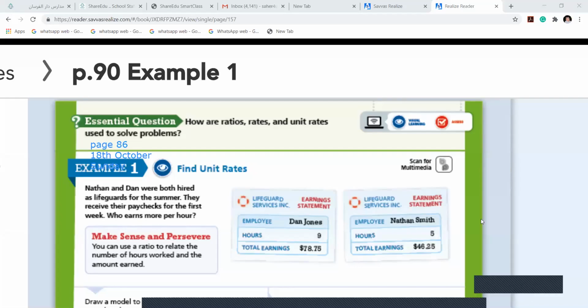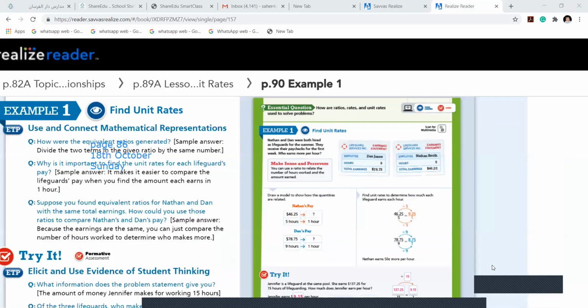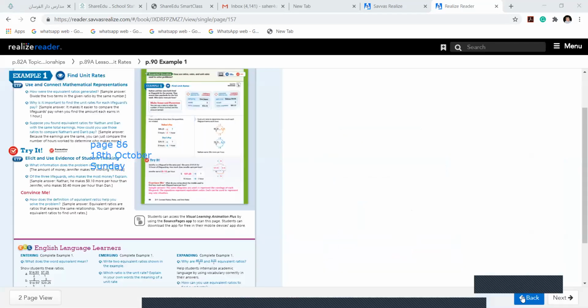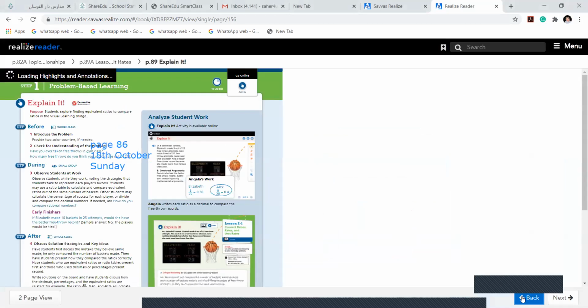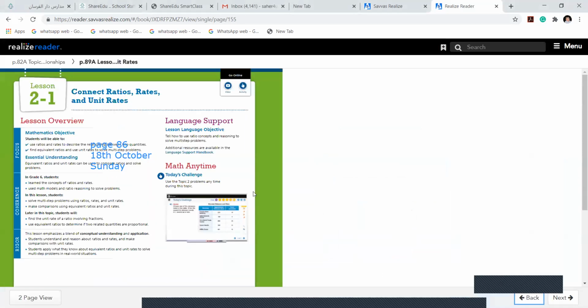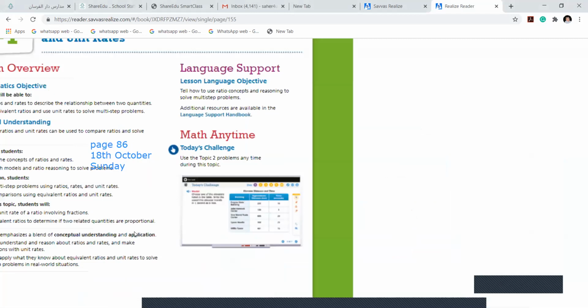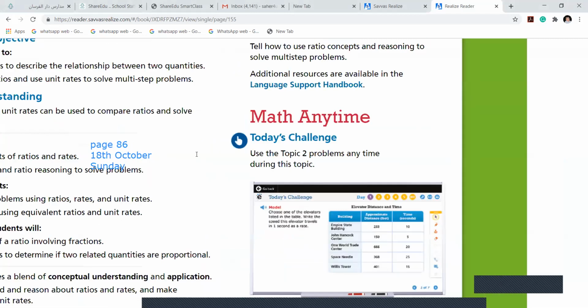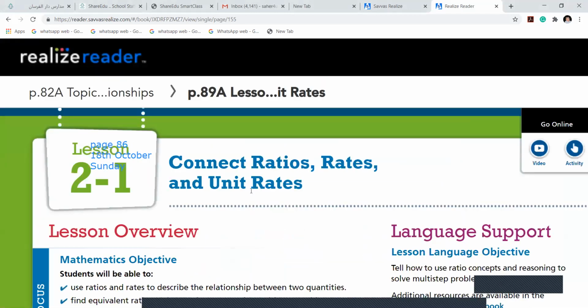We'll start with our new unit today. In that new lesson, what is the lesson name? Will anyone read for me the lesson name? It's compare, connect, ratios, rates, and unit rates.